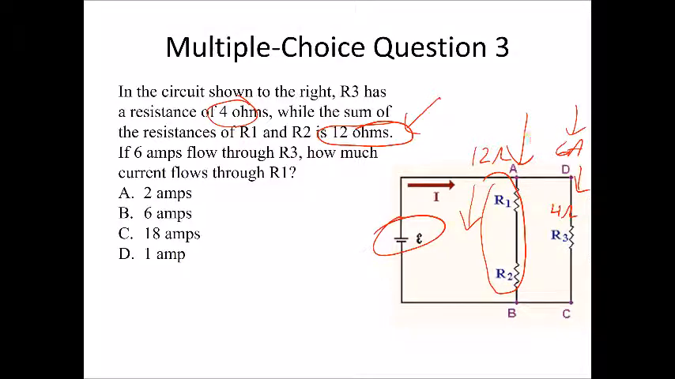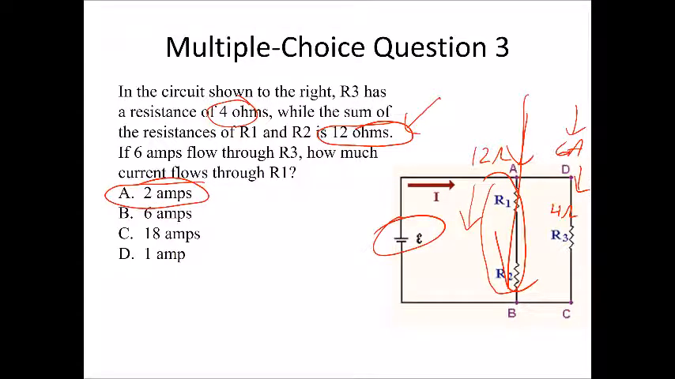If the resistance is 3 times more, the current is going to be about 1/3 as much. So if 6 amps go through the R3 branch, only 1/3 of 6 amps, which would be 2 amps, go through the R1, R2 branch. So our answer, 2 amps.